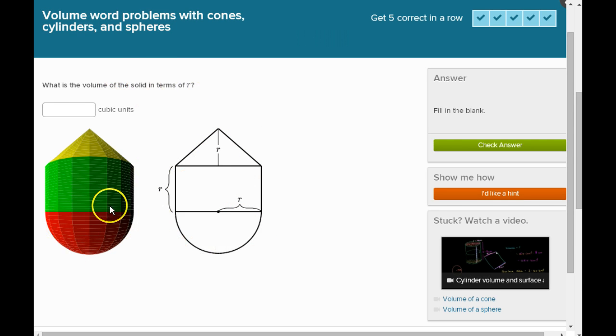Looks like a pencil to me, and that's kind of interesting because I use a pencil later on in Geometry B for a similar kind of objective.